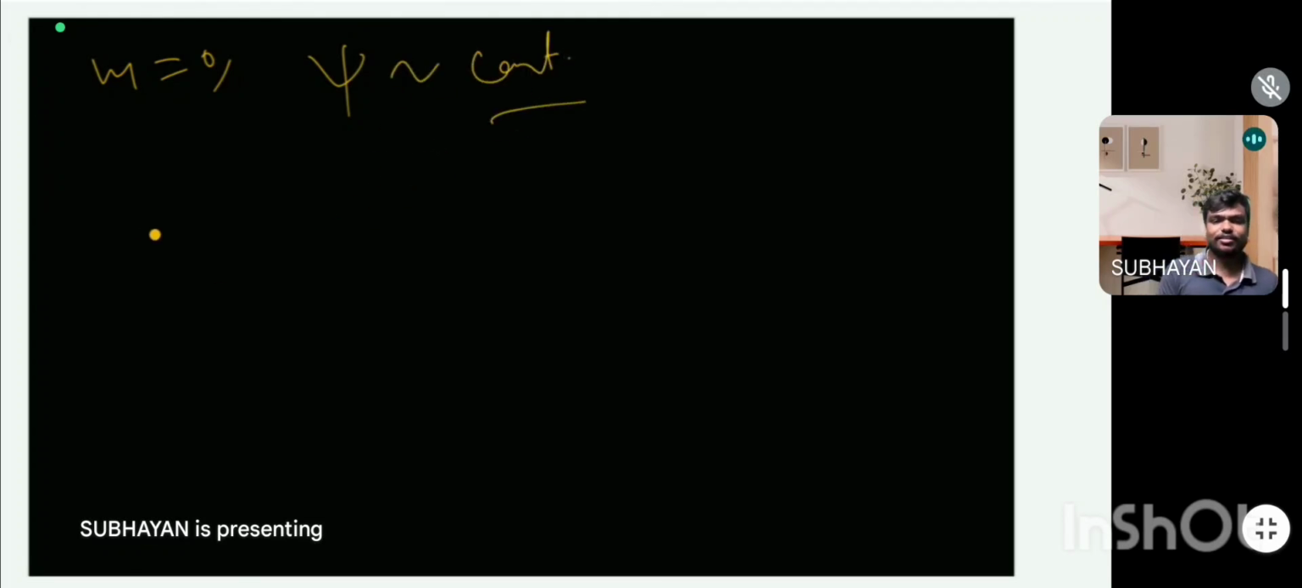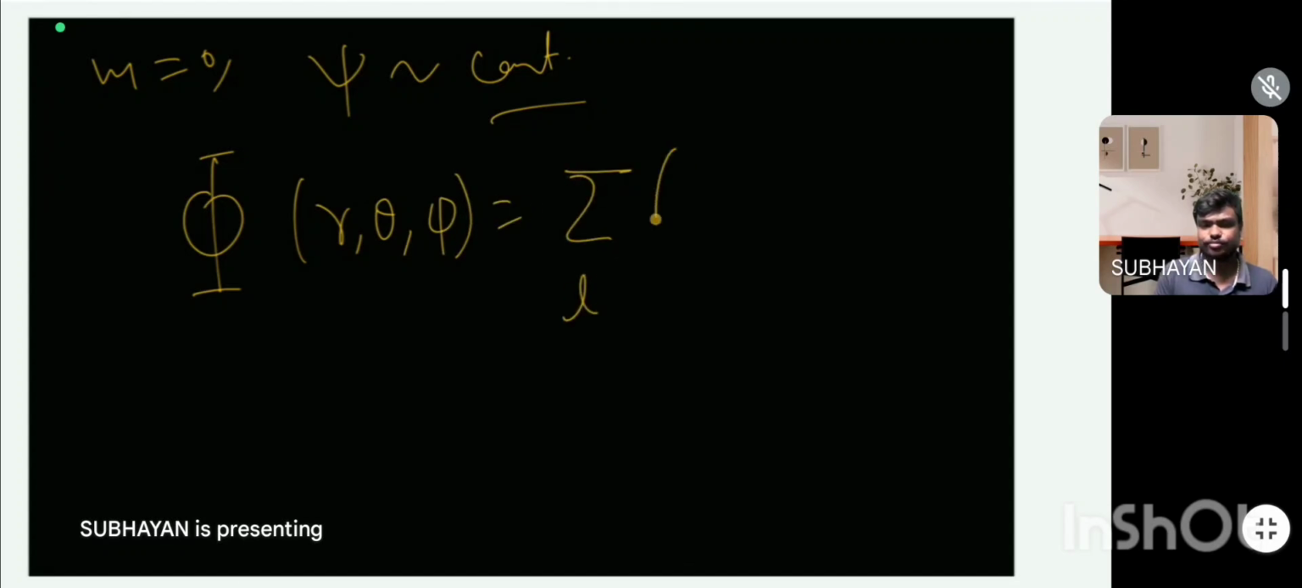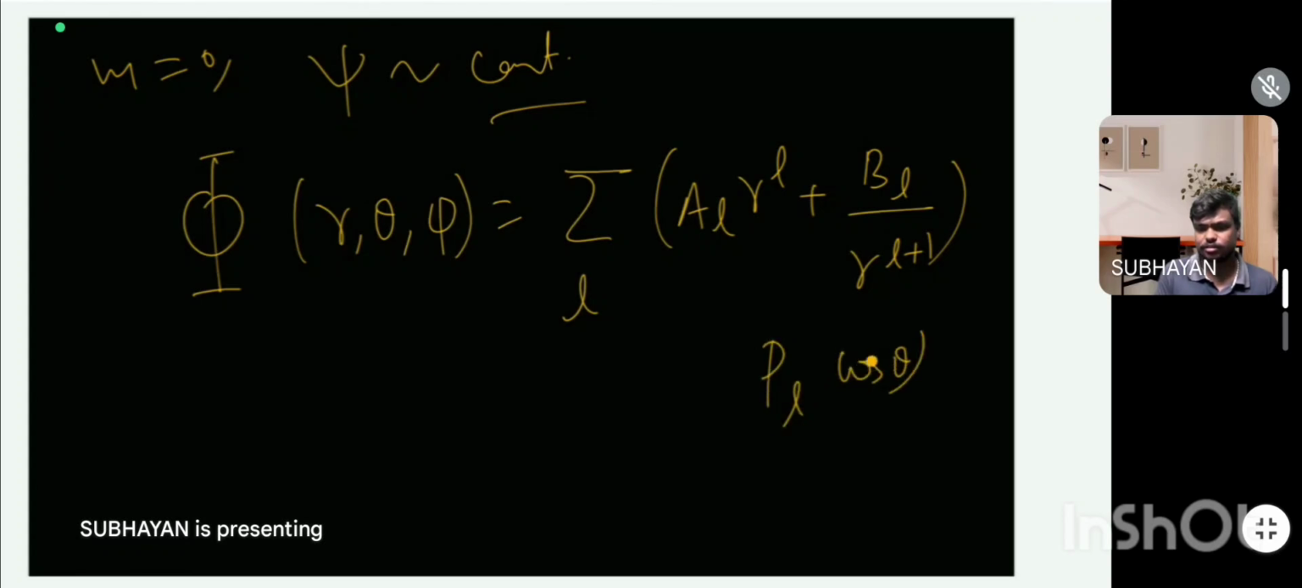So in this case, the complete solution phi(r, theta, phi) will be summation over L of A_L r to the power L plus B_L by r to the power L plus 1, times P_L(cos theta). Okay. So this one is the complete solution for the Laplace equation. Of course, it is the spherical symmetry solution.